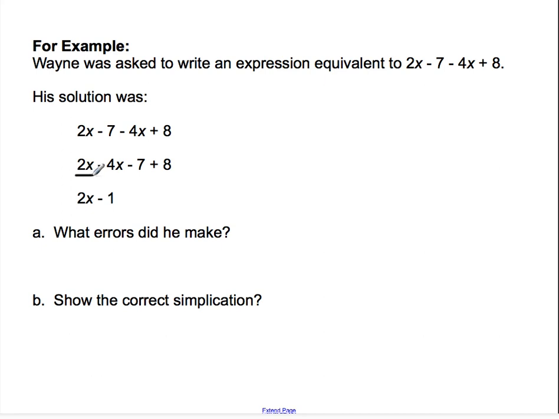Okay, so let's see what's happening here. So I have positive 2x and negative 4x. Okay, I can already see the error. And then I have negative 7 and positive 8. Oh, wow, there's 2 errors. That should be a negative 2x and a positive 1. So he made errors on his signs. So just be really, really careful with that. And then show the correct simplification. I already did that as we were going through it.